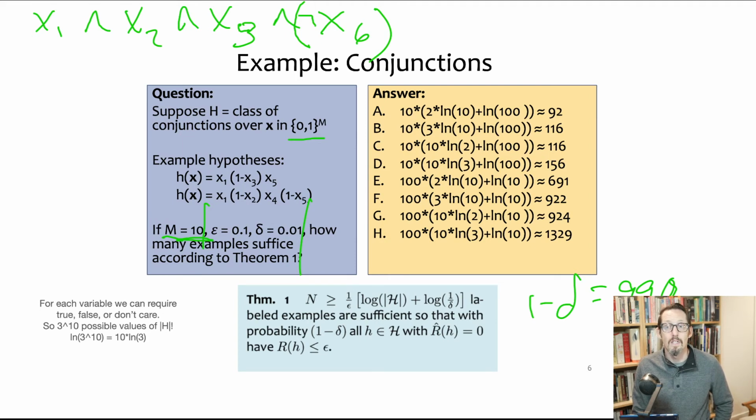What do we need for the number of hypotheses, the hypothesis space? So what do we need? We need, yes, 3 to the 10th. That's right. So when we take the natural log of 3 to the 10th, can we pull the power 10th out of it? Yep. Okay, now you've got it. So you're right. We need 10 times the natural log of 3.